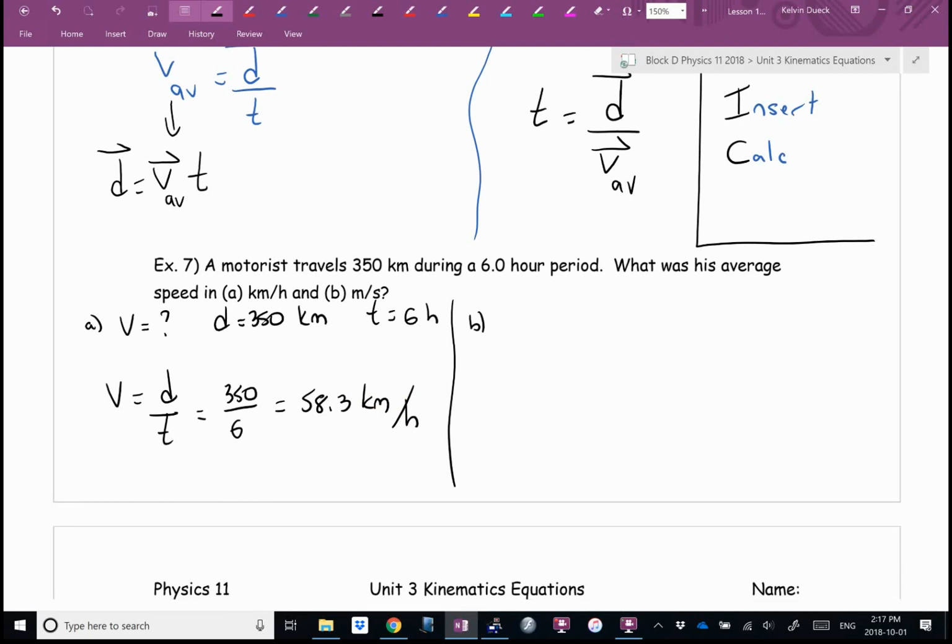Looking at that number, if you were asked to make a prediction, was this person traveling on the freeway, on a highway, or on city streets? Subdivision streets or city streets? What's the speed limit in a subdivision? Typically 50 or less. City streets are often 60-ish. You know what? I'm thinking this is city streets, but not subdivision streets.